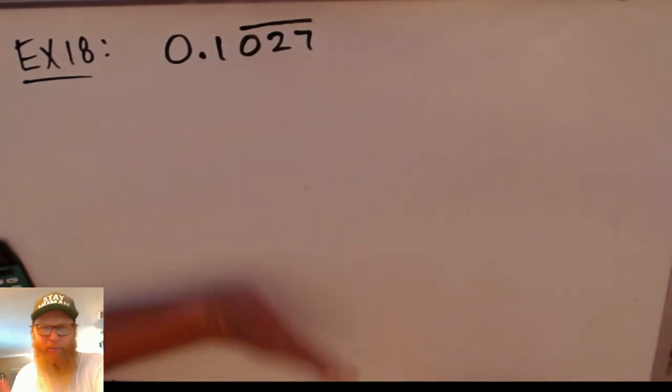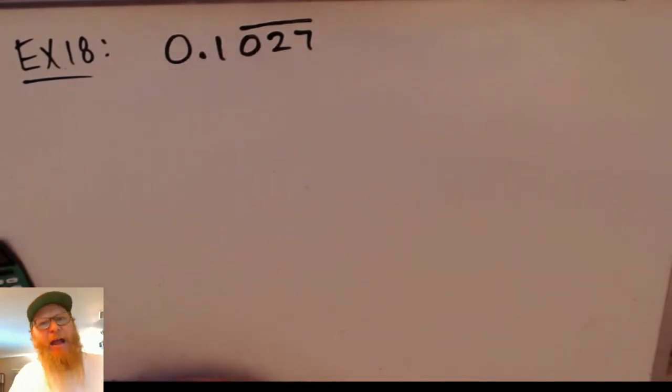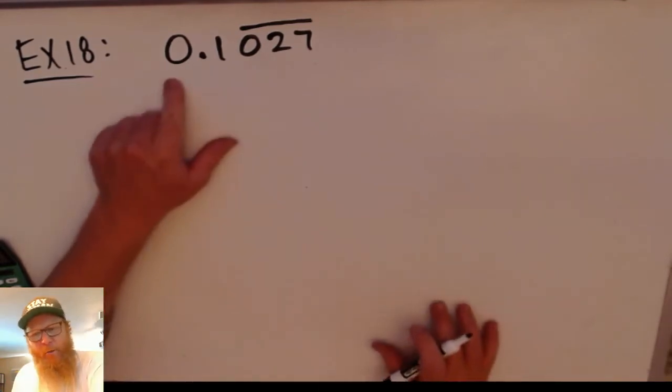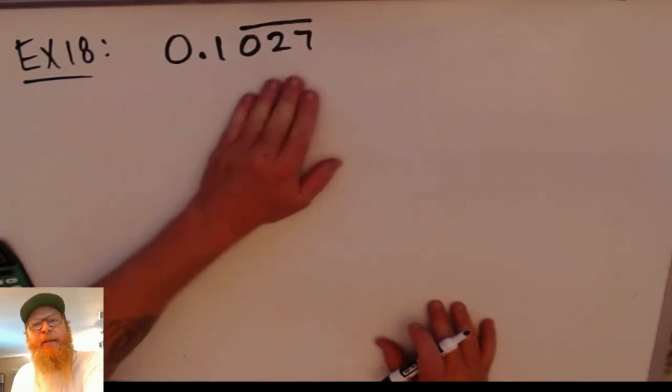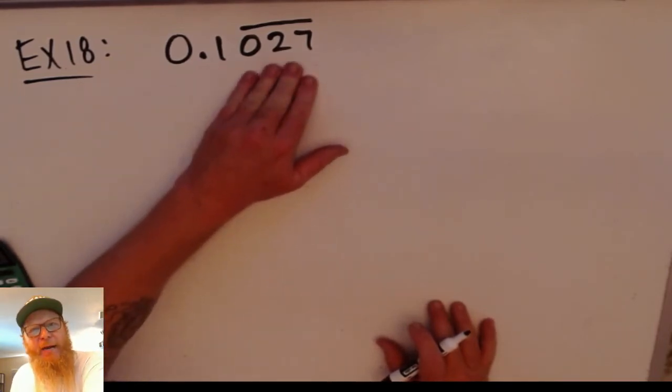So it's the same problem. I'm taking this, I want to write it as a fraction. Okay. There is no whole part. There is a tenths place, but it's not repeating. And then we have 3 repeats.